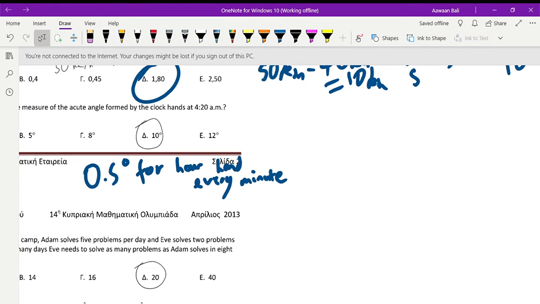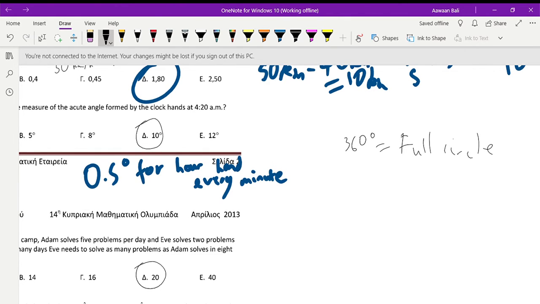So when we're looking at 4:20, we're looking at the minute hand and how it moves, and the hour hand too. But we don't actually have to focus on the minute hand. The hour hand we have to focus on. When we look at the hour hand, one full circle is 12 hours, so that's 360 degrees, a full circle.